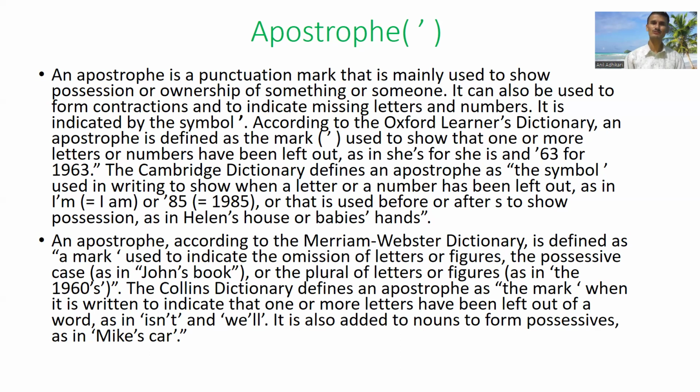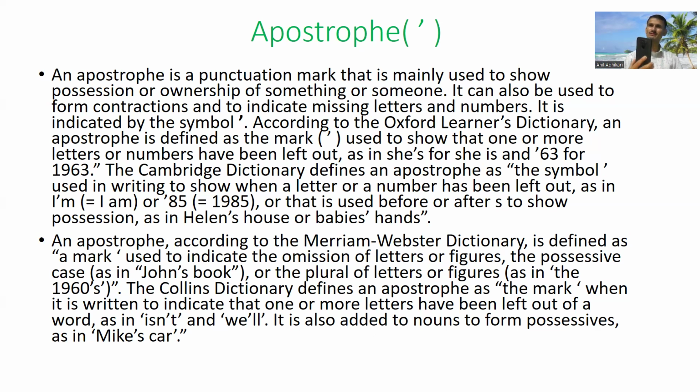The apostrophe. An apostrophe is a punctuation mark that is mainly used to show possession or ownership of something or someone. If we want to show our possession or ownership, we use an apostrophe. For example, I can say, this is my cell phone.